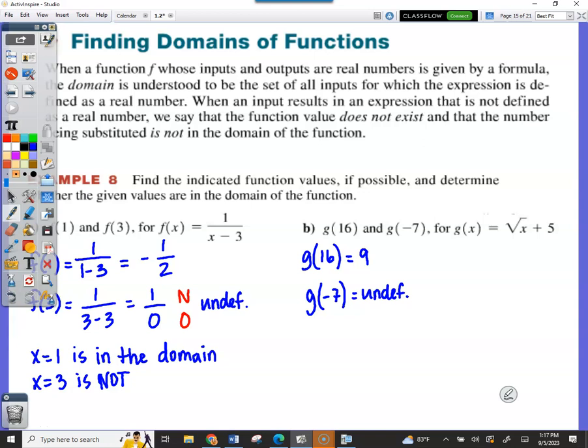Because technically, it does exist, it's just crossing into imaginary. So undefined is like saying, in terms of real numbers, it's undefined. If you plug -7 in, the square root of -7 from the get-go is a problem. You cannot do that. So in terms of what's in the domain, x equals 16 is in the domain, and x equals -7 is not, because it gave me an error when I plugged it in.